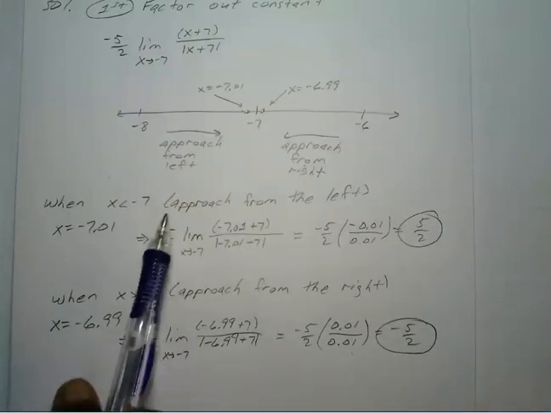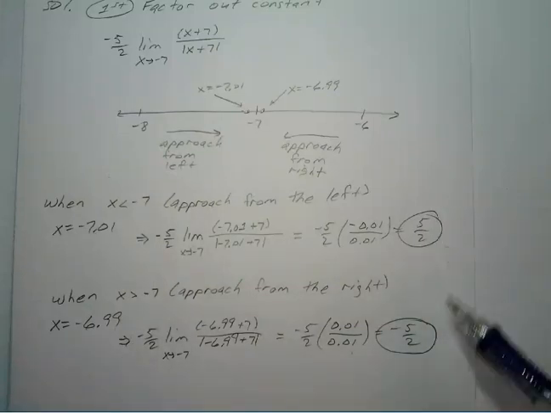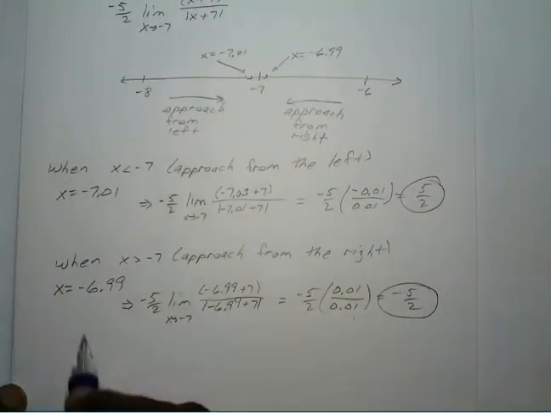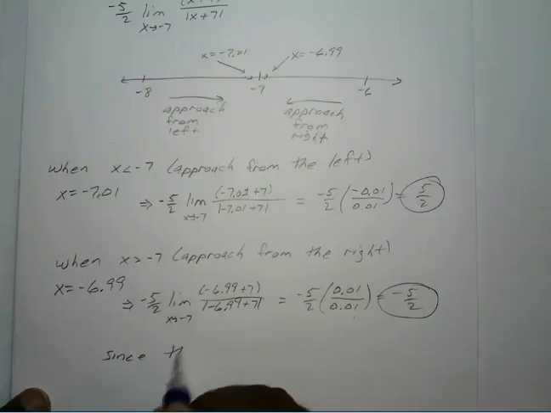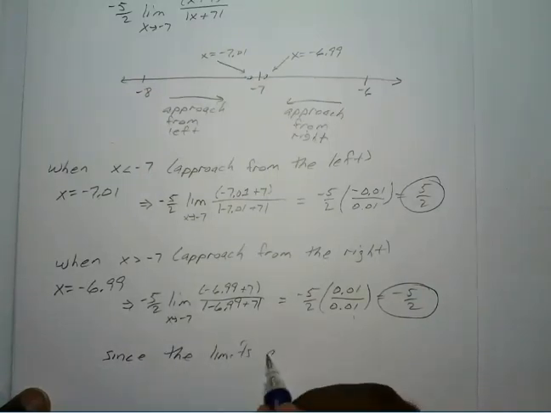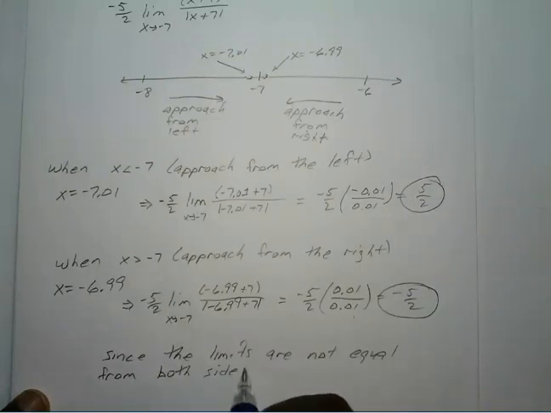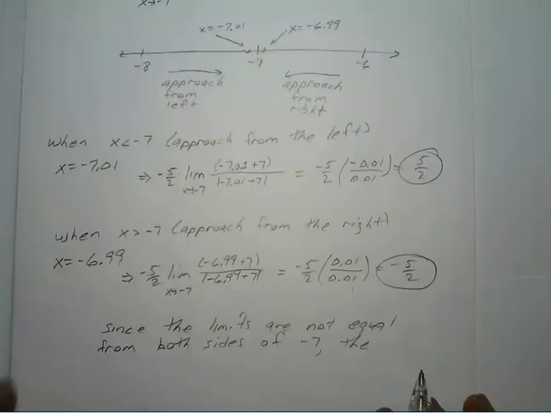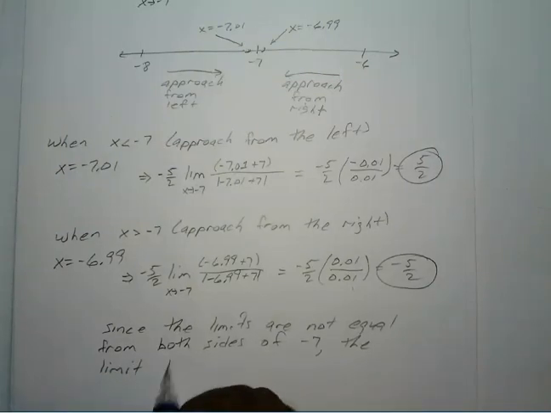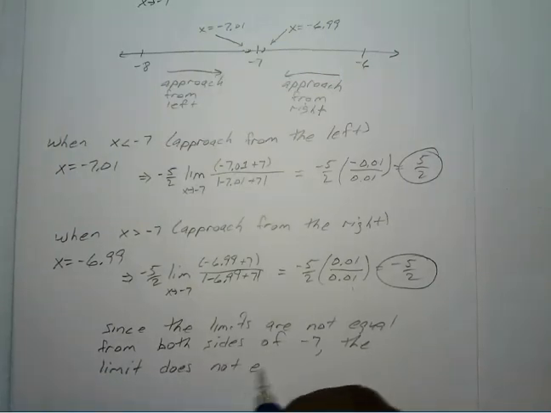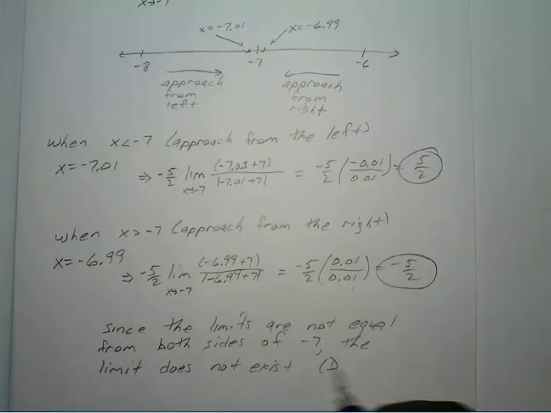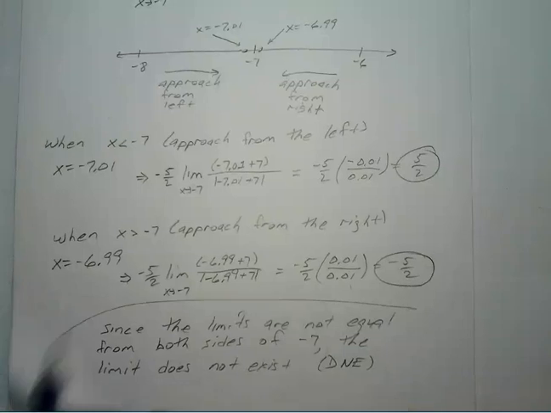Okay. Now we see here, approaching from the left and right will give you two different limits. So since the limits are not equal from both sides of negative 7, the limit does not exist. Okay, so your answer would just be D and E for does not exist.